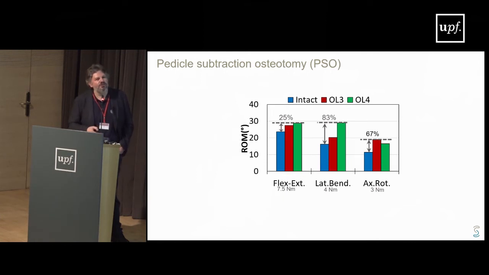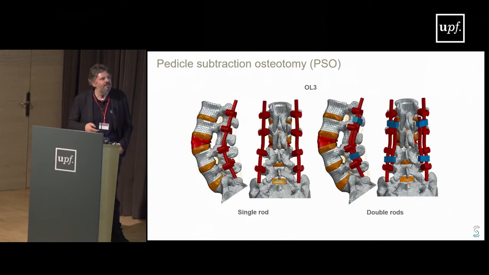So this is quite a trivial result, I would say, because this is the effect of the osteotomy. If you just make the osteotomy without adding any fixation to the spine, we have an increase of the range of motion. That's normal, of course. We cut away some part. The spine becomes more unstable. We need stabilization. We knew that already.